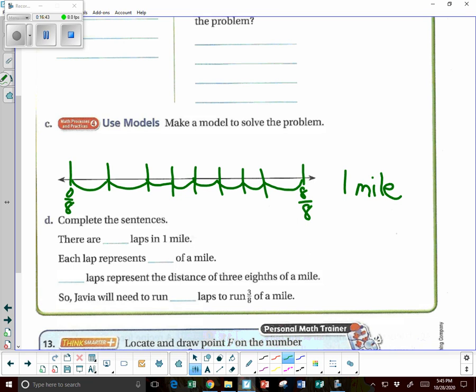Well, if she is at 3/8, we go 1, 2, 3. We're right here. How many laps did she do? Well, she did 1, 2, 3 laps. Okay, so there are 8 laps in 1 mile. Each lap represents 1/8 of a mile. 3 laps represent the distance of 3/8 of a mile. So Javier will need to run 3 laps to run 3/8 of a mile.